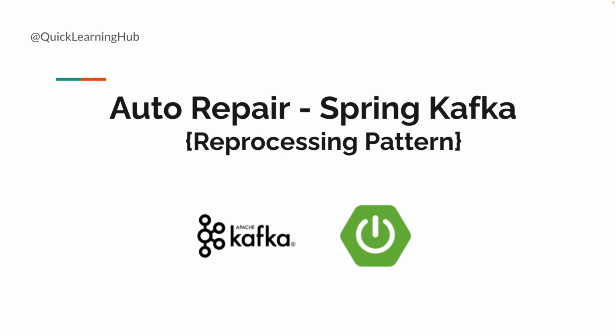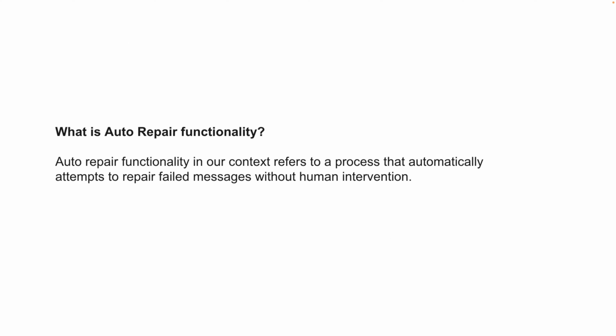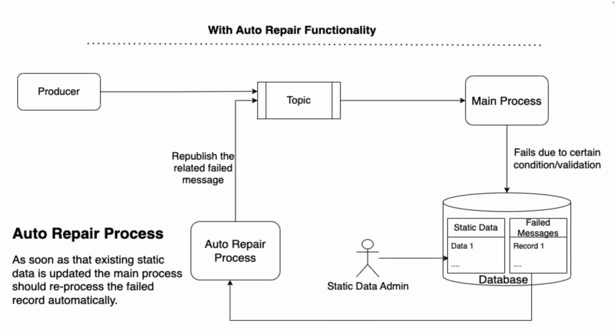Today we are going to continue our discussion of the reprocessing pattern in Kafka. We already discussed the theory and the concept in our part 1 video. If you have not watched part 1 of this auto repair processing, please do so. In today's video we are going to discuss the demonstration of our previous discussion. So let's quickly go through the previous discussion.